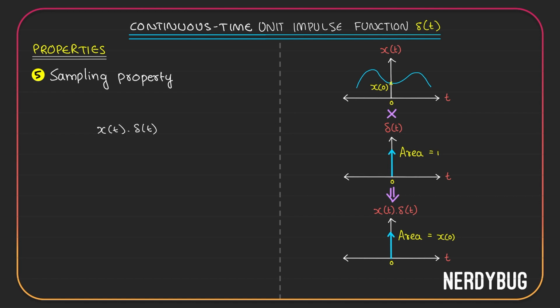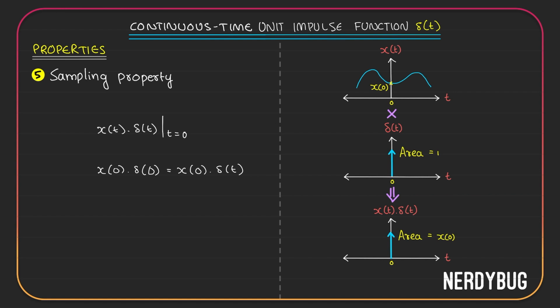But then it only has value at t equal to 0. So all you have to do is take the value at t equal to 0. So you will get x of 0, delta of 0. But then do I really have to call it delta of 0? Because delta of t also only has value at the center at 0. So even if I call it delta of 0 or delta of t, it is the same. So I'll just call it x of 0 delta of t.